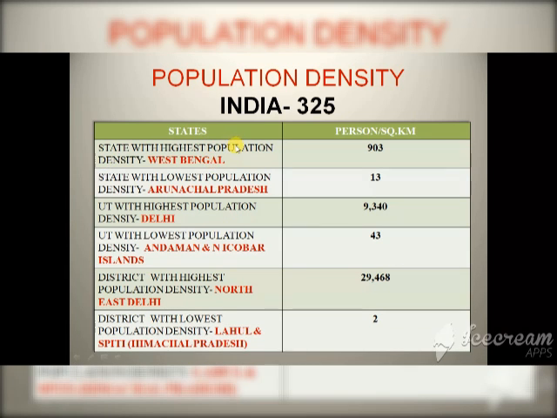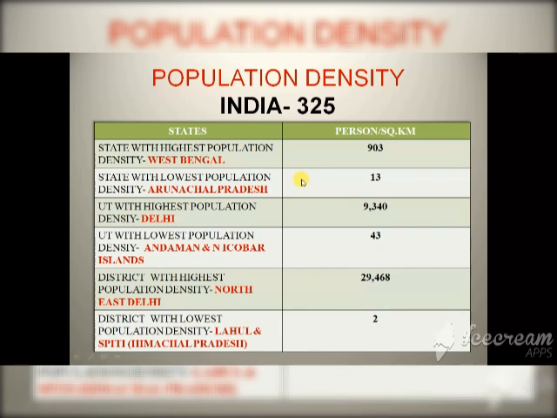First is the state with the highest population density. It is West Bengal, and its density is 903 persons per square kilometer. Then the state with the lowest population density is Arunachal Pradesh, and its density is 13 persons per square kilometer. Then the Union Territory with the highest population density is Delhi, and its population density is 9,340 persons per square kilometer.